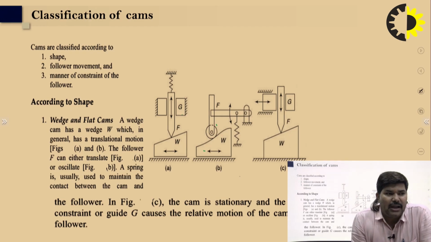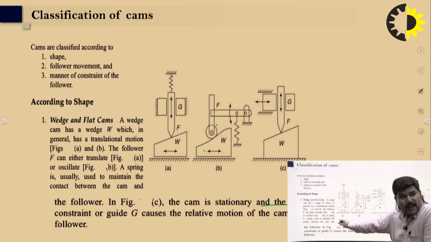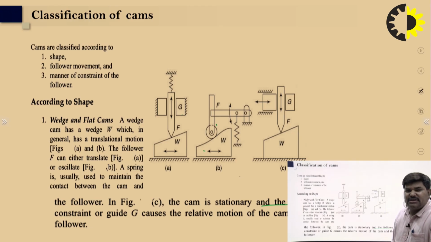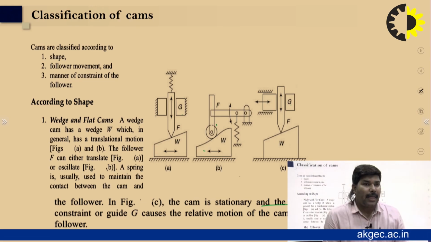It is used to maintain the contact between the cam and the follower. In figure C, you can see the cam is stationary and its follower is constrained by the guide G. So the relative motion is between the cam and the follower. In A and B, the follower F can either translate or oscillate, right? In figure C, the cam is stationary, so the follower is constrained through the guide G, which causes the relative motion of the cam and the follower.